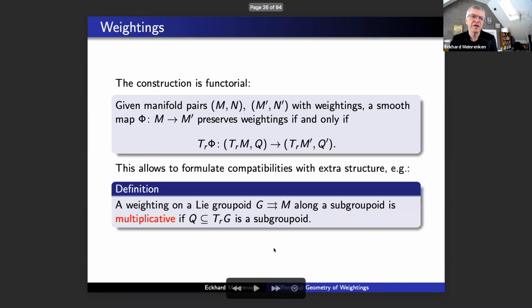For example, if your manifold is a groupoid, then you would like to say what it means to be a multiplicative weighting, to be compatible with the groupoid structure. In terms of these filtrations on functions, I'm not so sure how easy it is to say it, but in terms of this characterization with a Q, it's very easy. You just say that Q should be a subgroupoid. That's all. All right. So that's it so far about the definition of weightings. Now, unless there are further questions, comes the next topic, which is this weighted normal bundle.